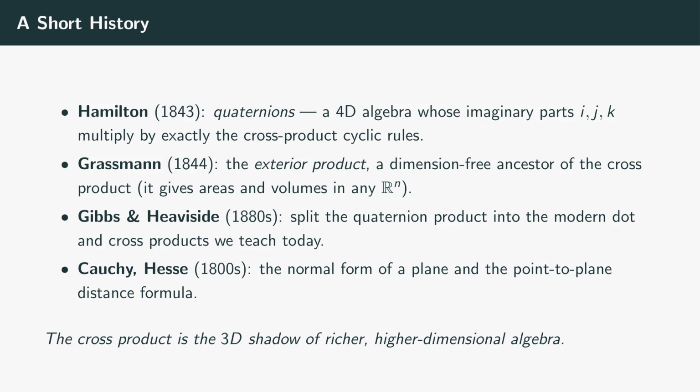In the 1880s, Josiah Willard Gibbs at Yale and Oliver Heaviside in England split Hamilton's single quaternion product into the two pieces we use today, the dot product and the cross product. And through the 19th century, mathematicians like Cauchy and Hesse worked out the normal form of a plane and the tidy distance formula we just used. So the cross product you compute with a 3x3 determinant is really the three-dimensional shadow of a much richer algebra.